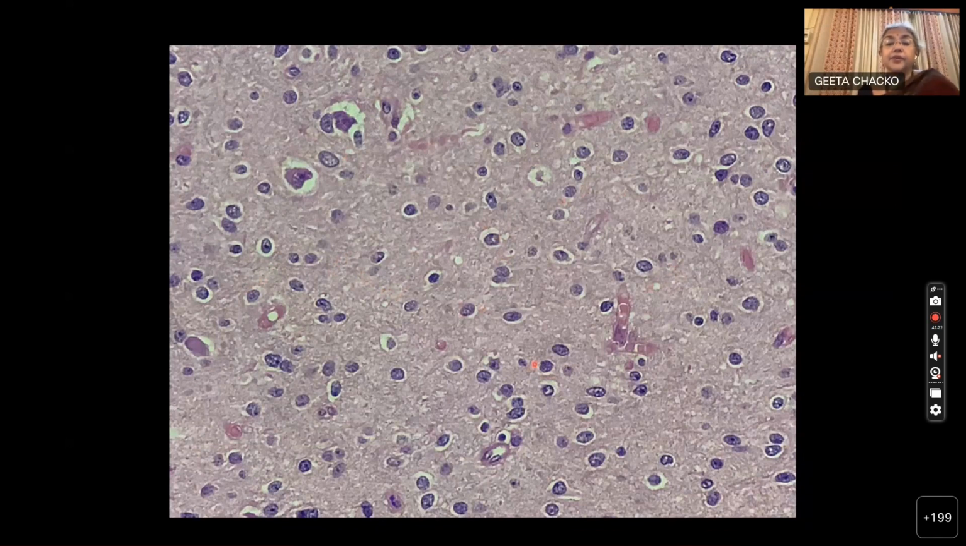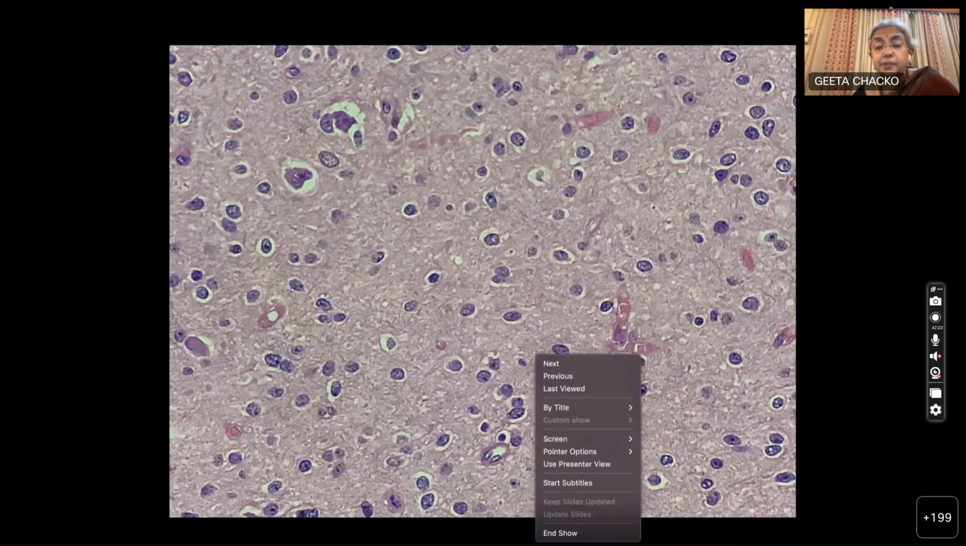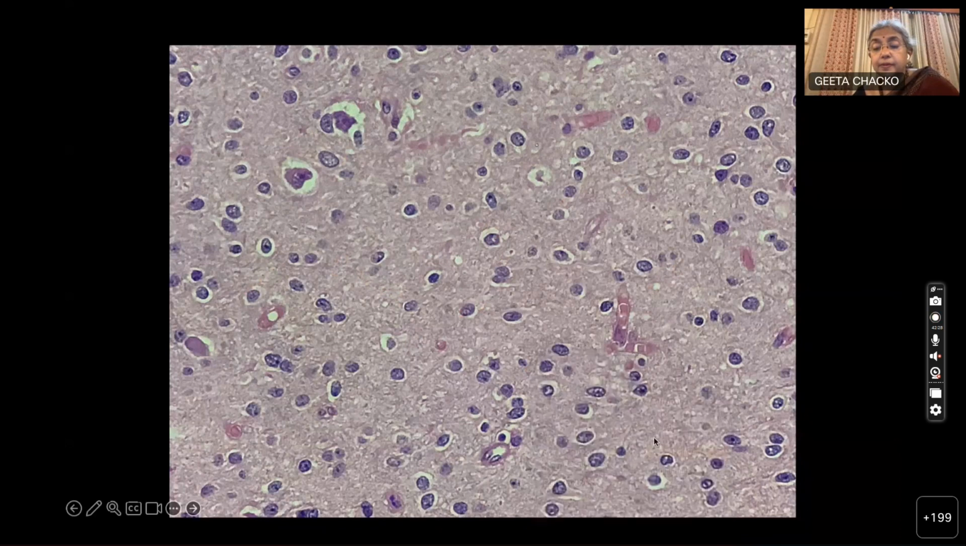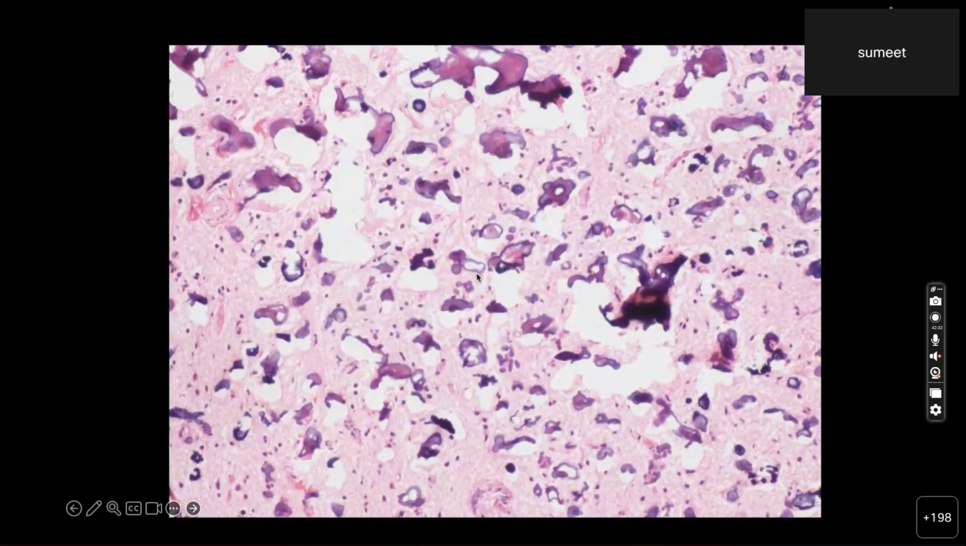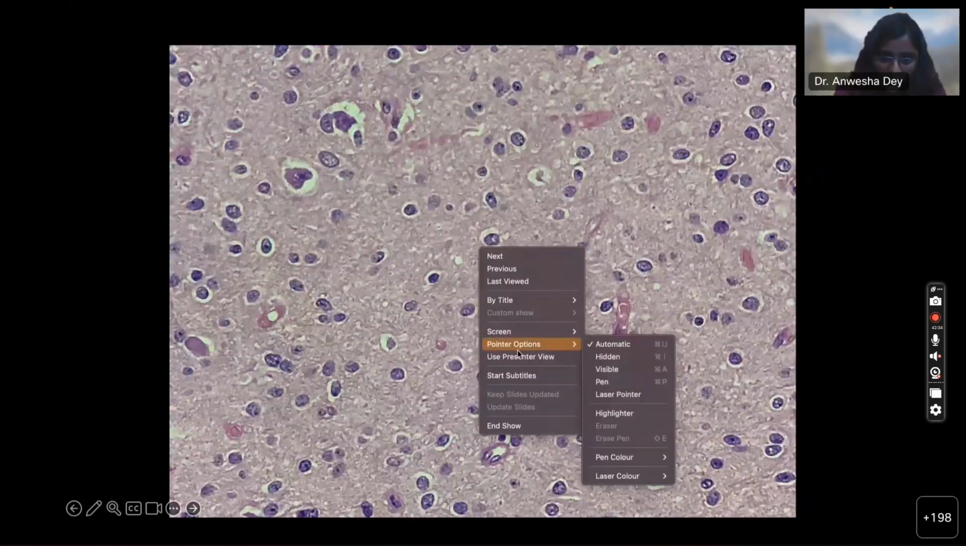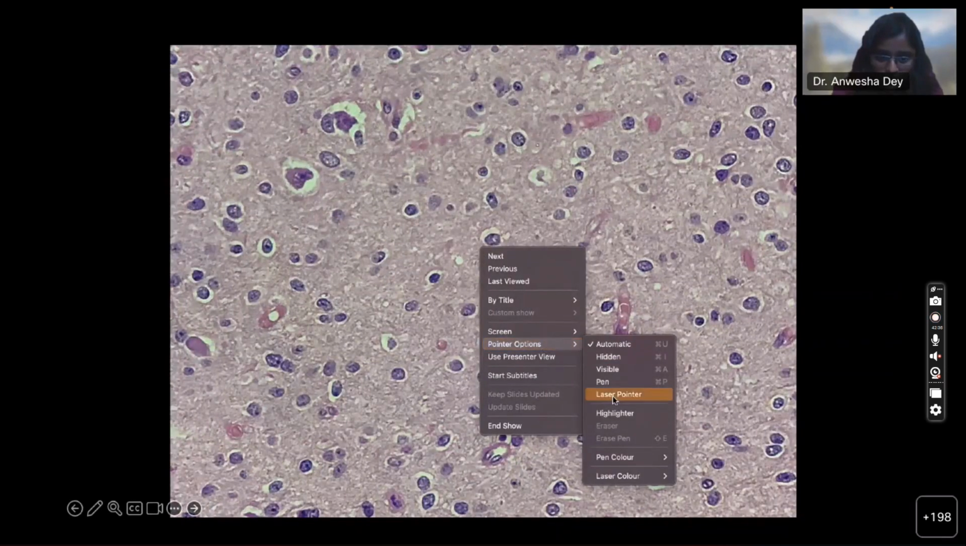Sorry, someone's again asking to annotate. I just take my pointer. I'm sorry, Dr. Geeta, this is perineural microcalcification. Sorry. 1 second, Anvisha.